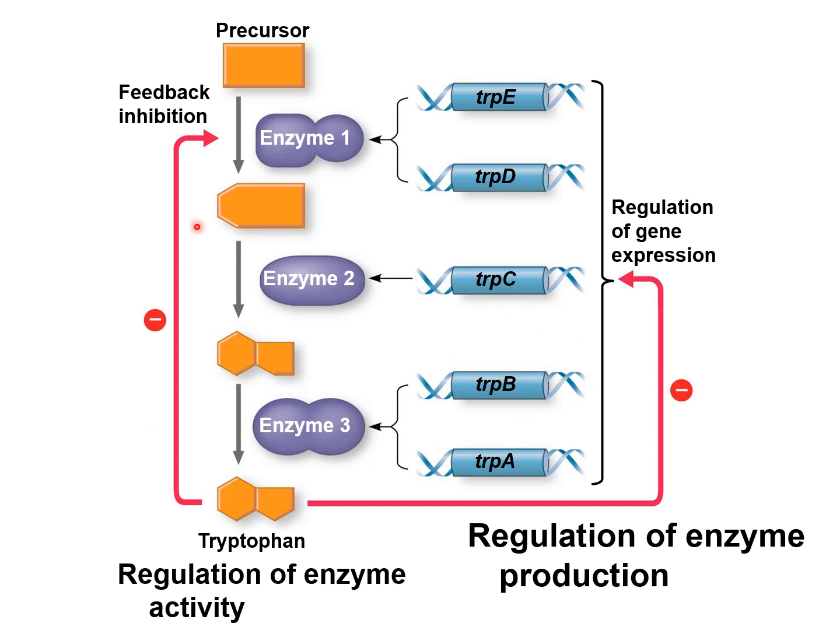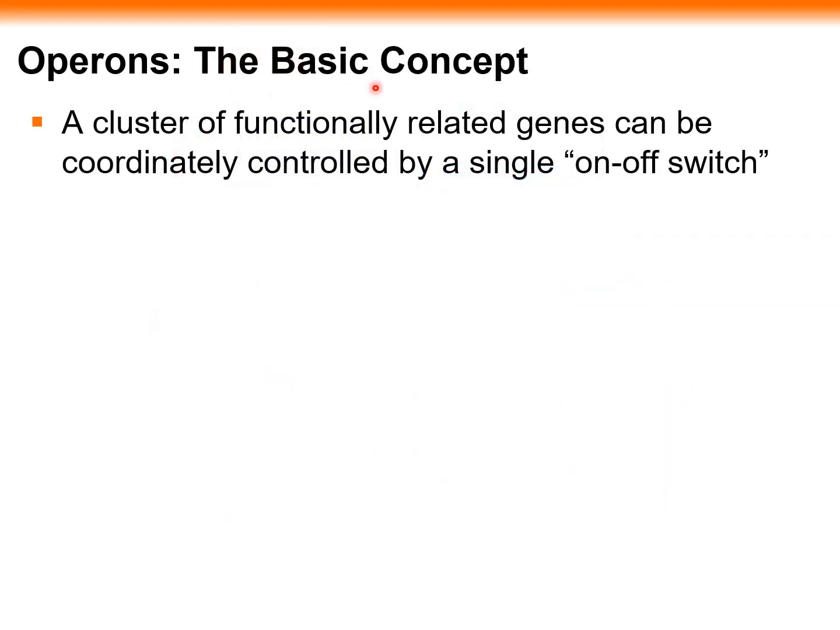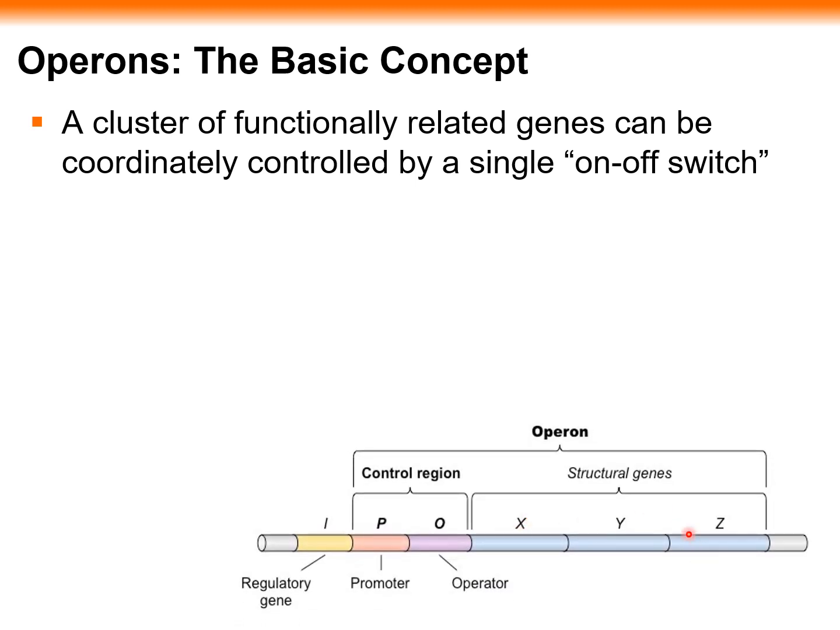So it's affecting it's an allosteric inactivation for enzyme 1, and it's affecting transcription factors for the creation of enzyme 2 and enzyme 3. So to get to the idea of the operon, the basic structure is that you have multiple genes sequentially embedded behind a single control element, a single on-off switch, if you will.